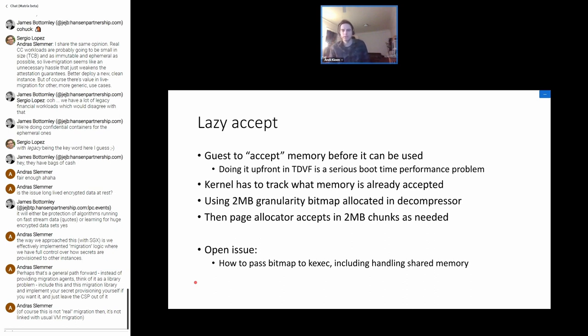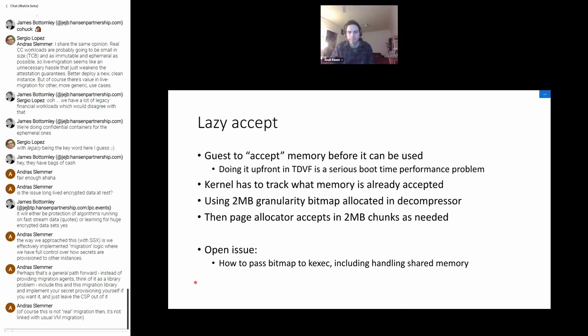The bitmap. We have this problem that the shared memory needs to be handled specially, but we cannot express it in the bitmap because of the 2 megabyte granularity. So we still need to find some mechanism to pass the shared memory information to the KEXEC kernel so that it can be handled correctly. That's why KEXEC is currently not supported yet, but we hope to fix this at some point.